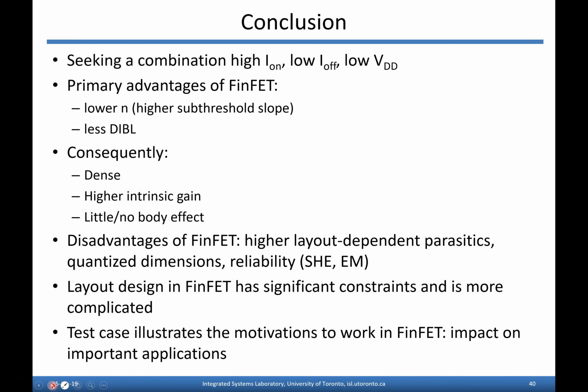So just to conclude, summarizing, the whole motivation was that we were looking for transistors that combine high on-current, low leakage current, and a low supply voltage to give us a combination of high-speed and low-power logic. And FinFETs helped us do that because their geometry affords a lower transistor parameter n, which means a higher subthreshold slope, and less drain-induced barrier lowering. So both of those are important, and they're fundamental to the FinFET geometry.